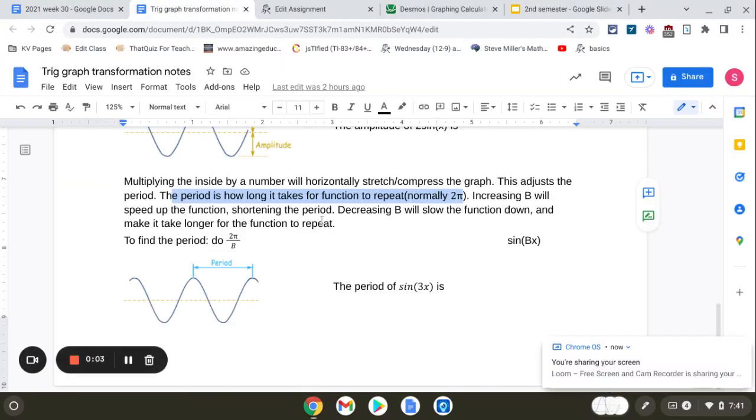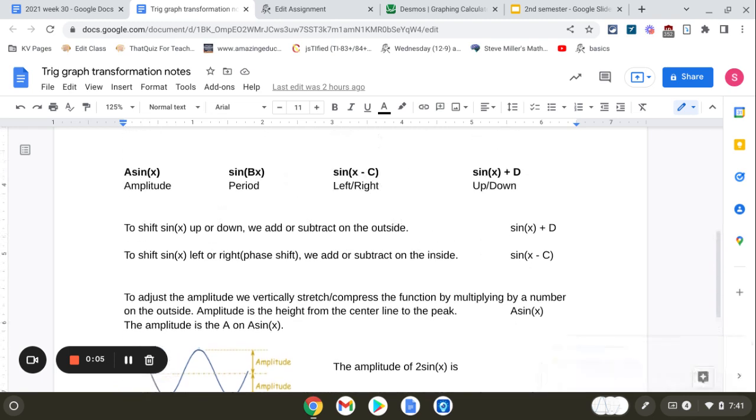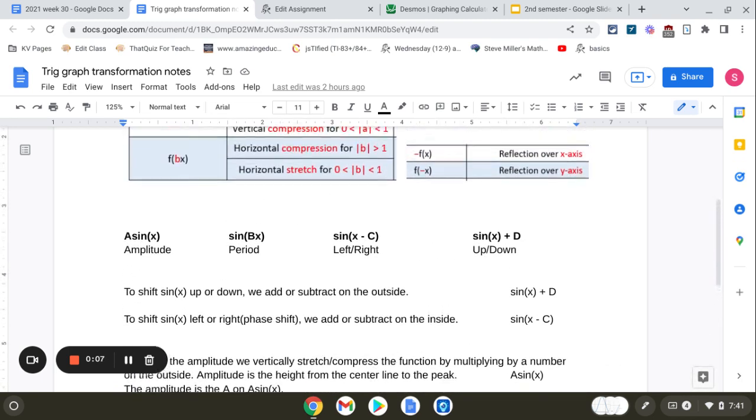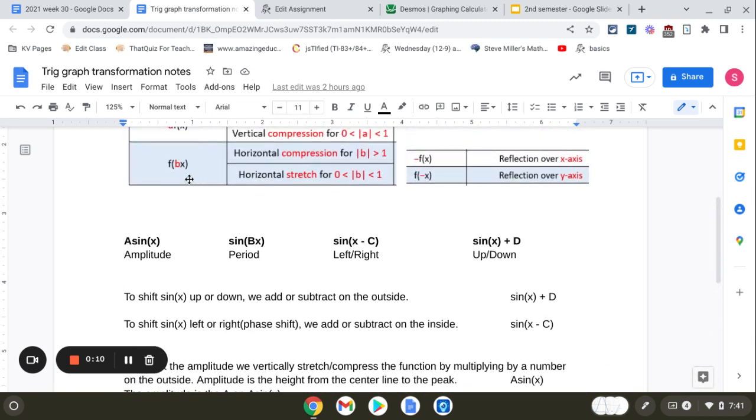All right, so the last thing that I want to look at as far as the effects of function transformations on the trig functions is what happens when you multiply the inside by a number. This is going to be like sine of 2x, sine of 3x, sine of 1 half x. What effect is that going to have on the graph? Now, our function transformation rules say that this is going to compress or stretch the function horizontally.